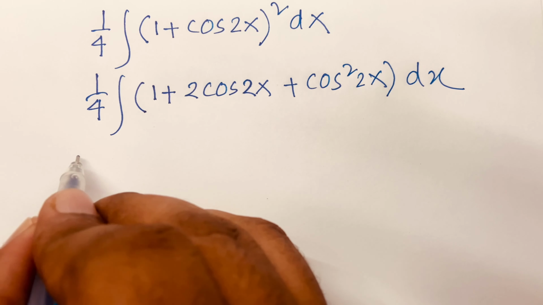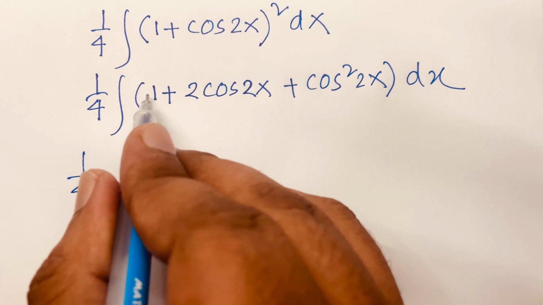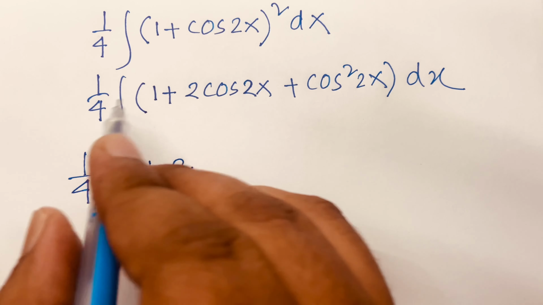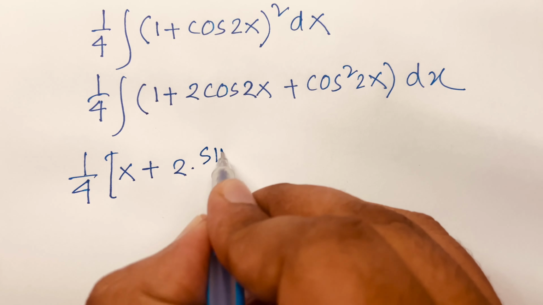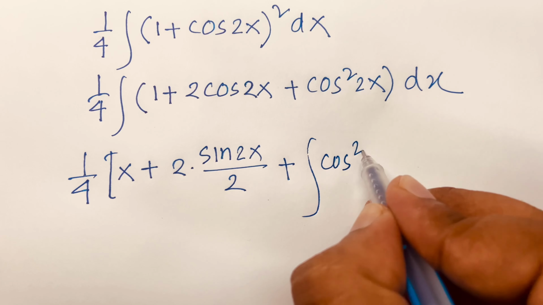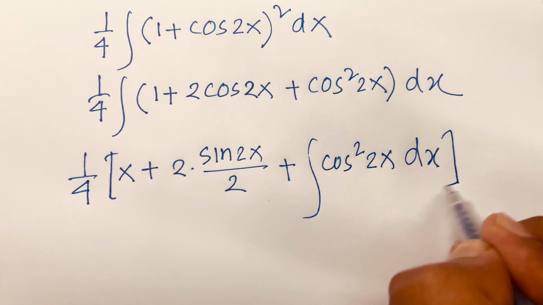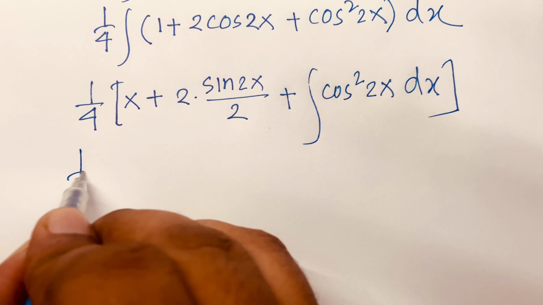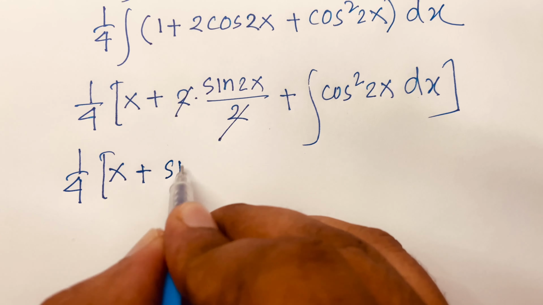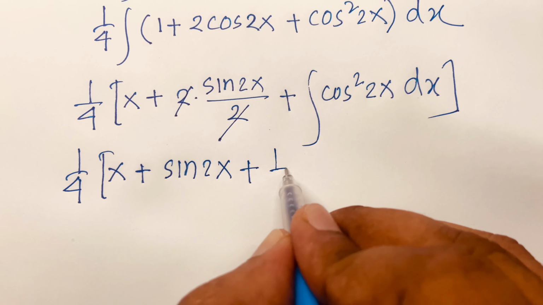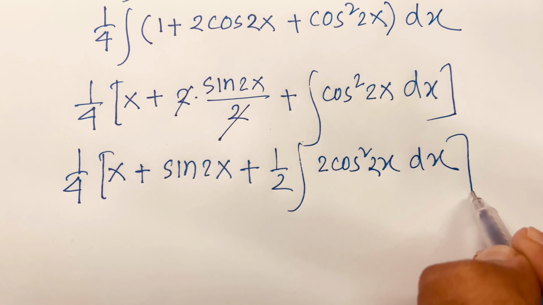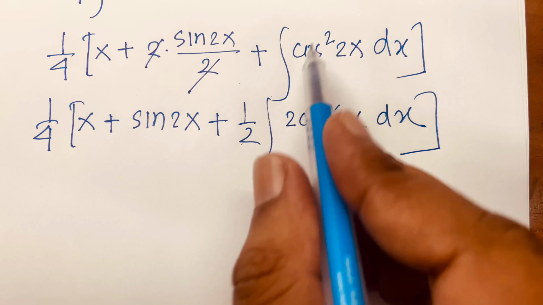Then I can say 1 over 4 integral of 1 dx, it will be x plus 2 times integral of cos 2x, it will be sin 2x over 2 plus integral of cos square twice x dx. Then I can say here is 1 over 4 x, the 2 cancels. So we find sin twice x plus 1 over 2 integral of 2 cos square 2x dx. Because of that, the 2 cancels. So we find the previous line again.